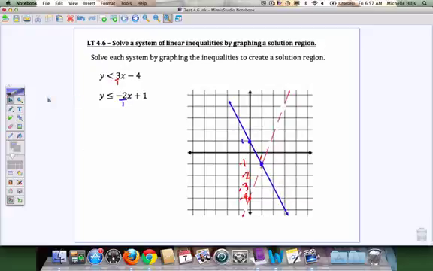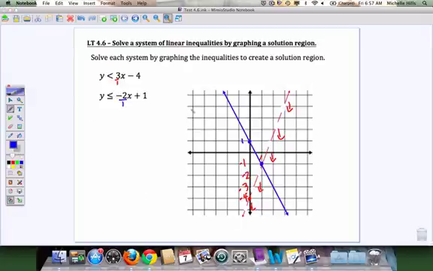Now I do need to change that a little bit. These lines should go from one edge of the graph to the other, so I need to extend this line out. Now from my first inequality, y is less than, I'm going to shade below the red line. So less than, I would want to shade down.